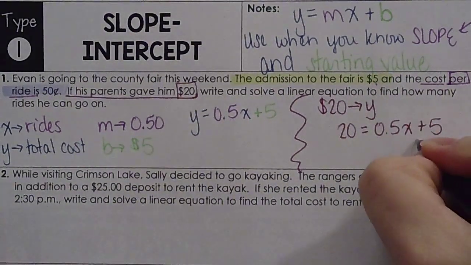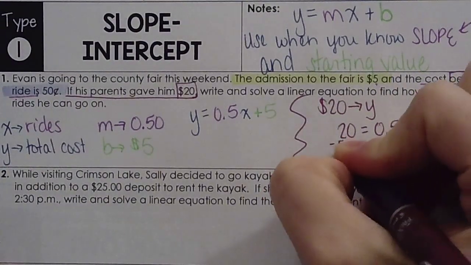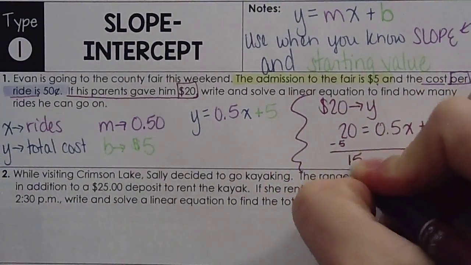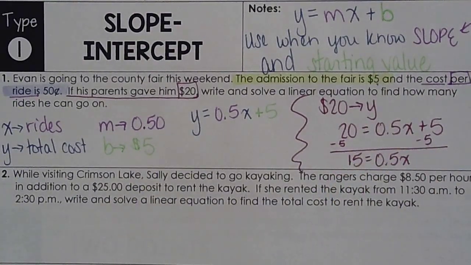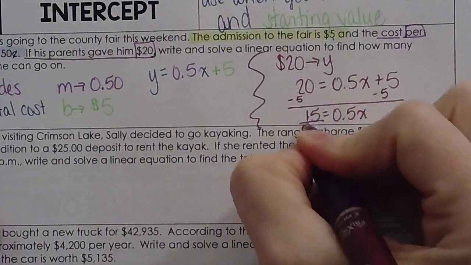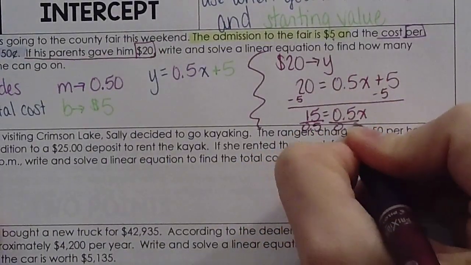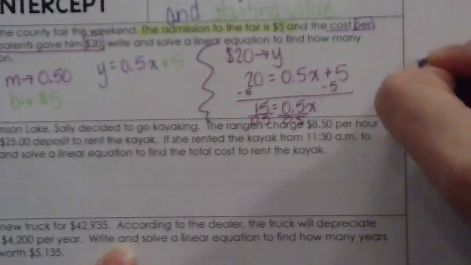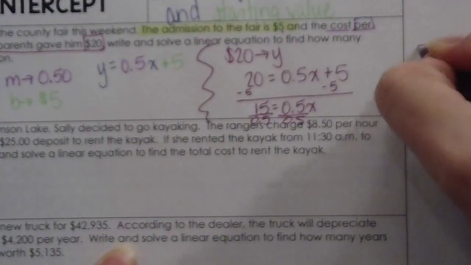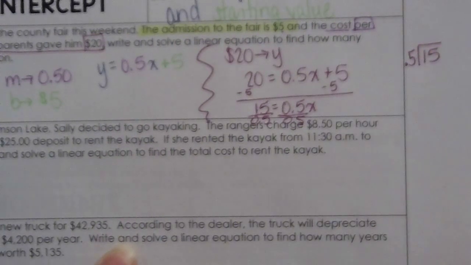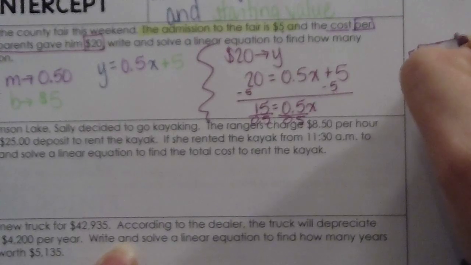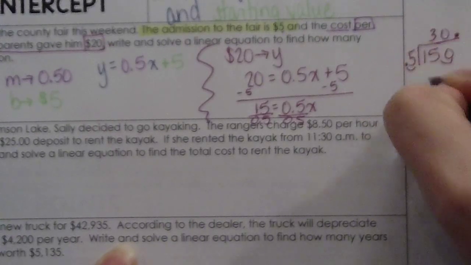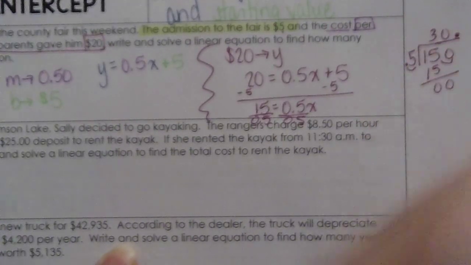So first I'll subtract 5 from both sides. And then I will divide both sides by 0.5. So I'm going to put 15 divided by 0.5. I'm going to move my decimal to do my long division. And I end up with 30.